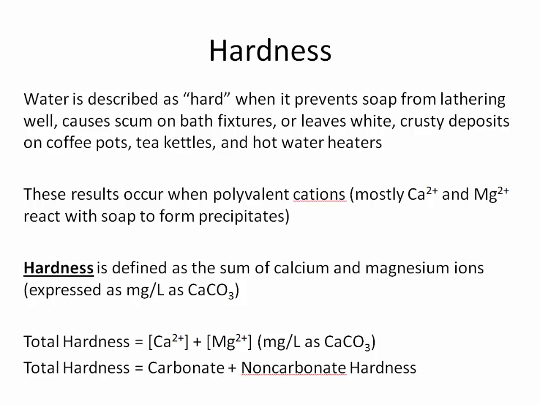Water hardness is defined as the sum of calcium and magnesium ions, expressed in terms of milligrams per liter as calcium carbonate. So this unit comes into play in hardness as well as alkalinity. Total hardness is equal to the sum of these when they are first converted to milligrams per liter of calcium carbonate. It is also sometimes described in terms of the carbonate hardness plus the non-carbonate hardness, and we'll describe the meaning of that in a minute.